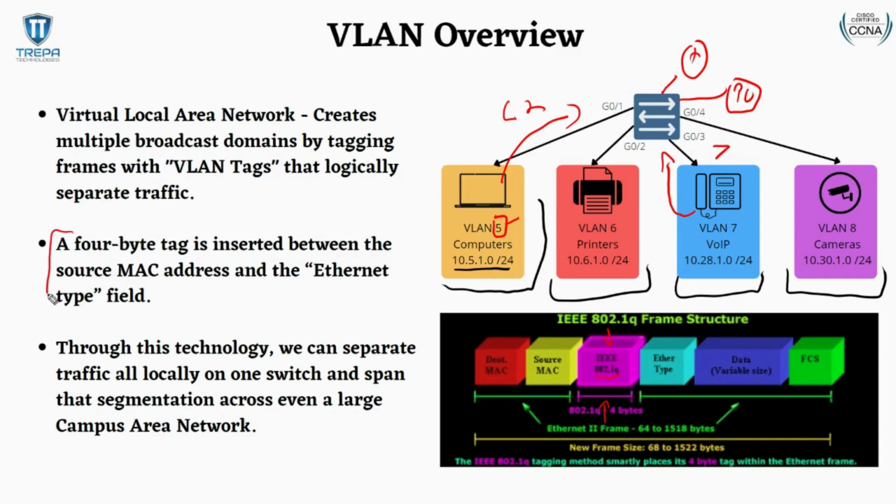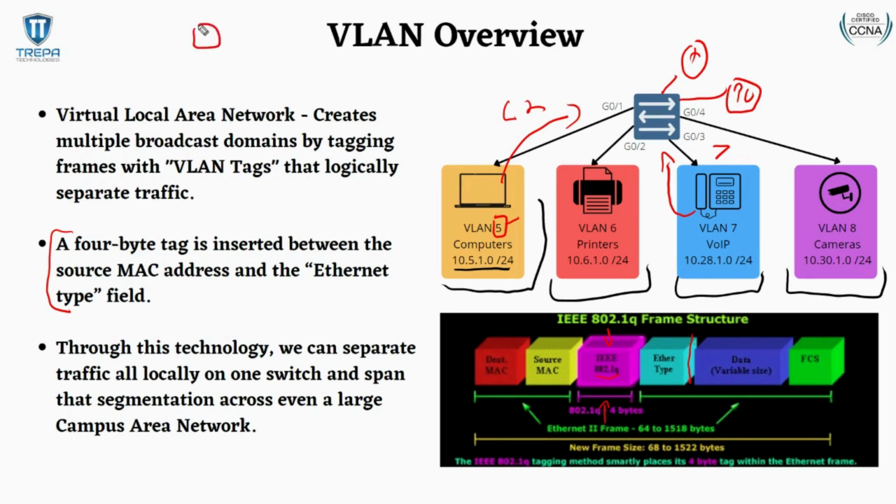So again, just going over our bullet points here. A 4-byte tag is inserted between the source MAC address and the Ethernet type field. That's that type field right here. And then through this technology, we can separate traffic locally on one switch, or we can segment traffic logically that spans across a huge campus area network, okay?